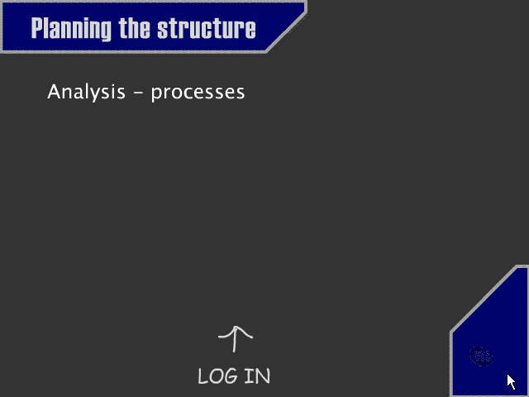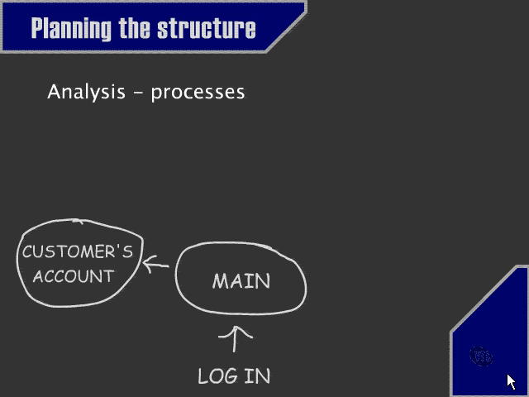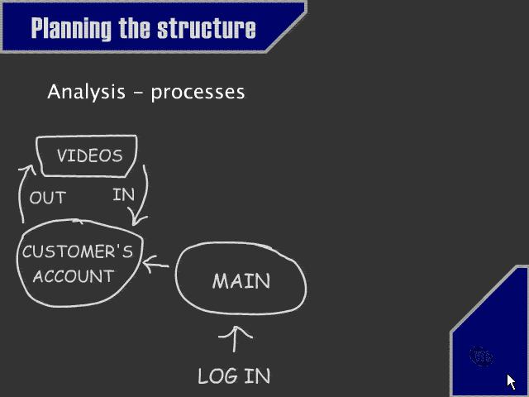I started to sketch all these ideas out into a diagram that, while it is still quite unstructured, is going to show something of the way in which these processes are linked. First of all, we log in. Once we've logged in, we get to the main area of the site. We should be able to access the customer's account from here and look at what videos they have on their account. They should be able to take videos out and check them back in.